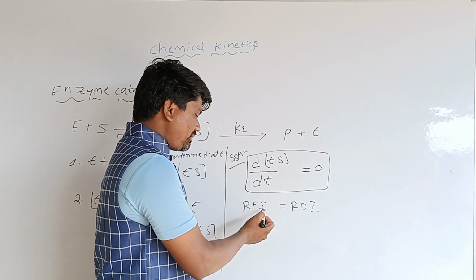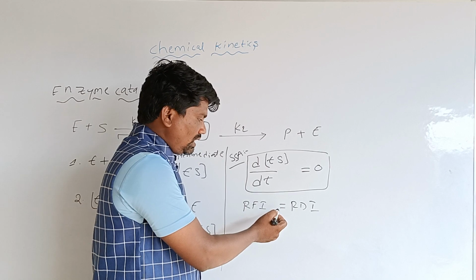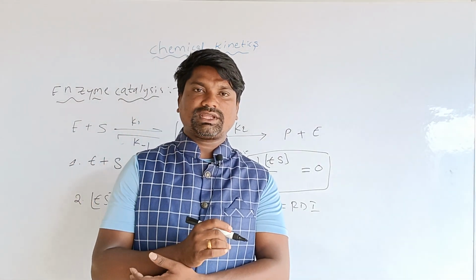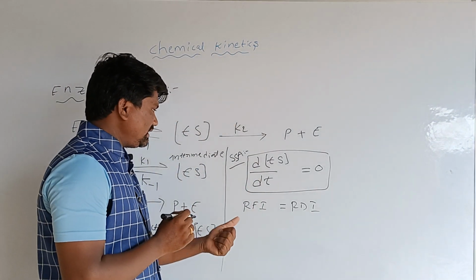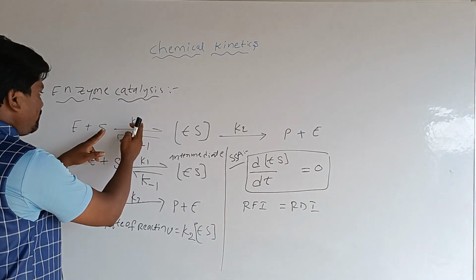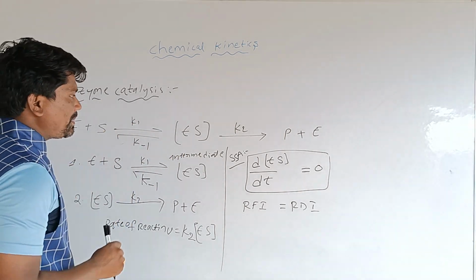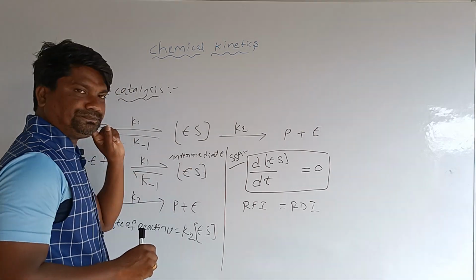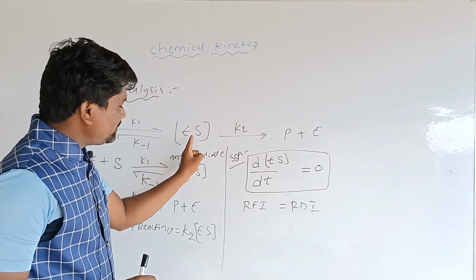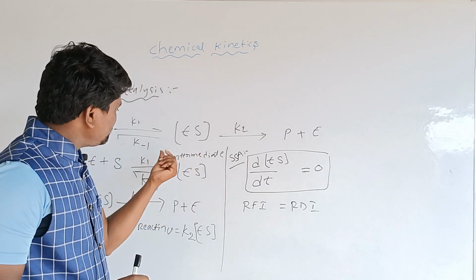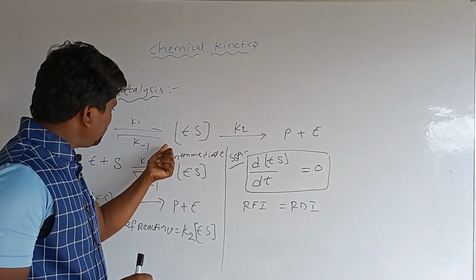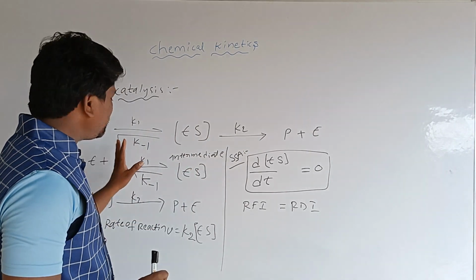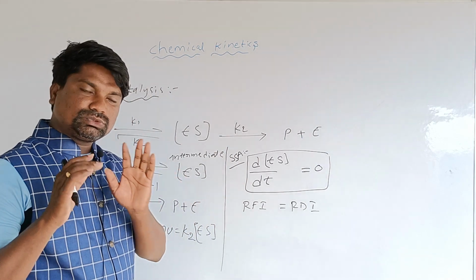The rate of formation of intermediate is equal to the rate of decomposition or dissociation of intermediate. Here there are 2 steps. One is formation of intermediate, which is K1 into E and S, enzyme and substrate. And decomposition of intermediate involves 2 steps. One step is K inverse into ES and the other is K2 into ES. Means here formation is 1 step and decomposition is 2 steps.